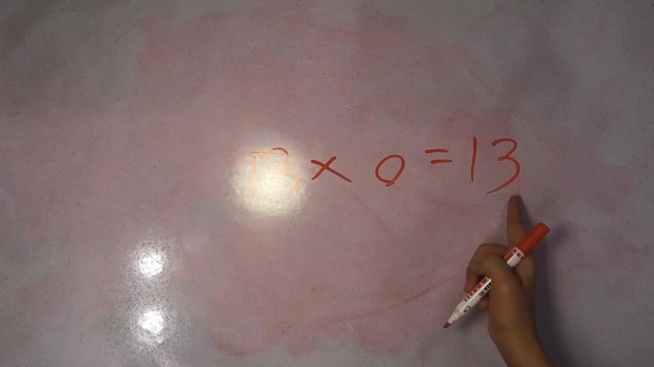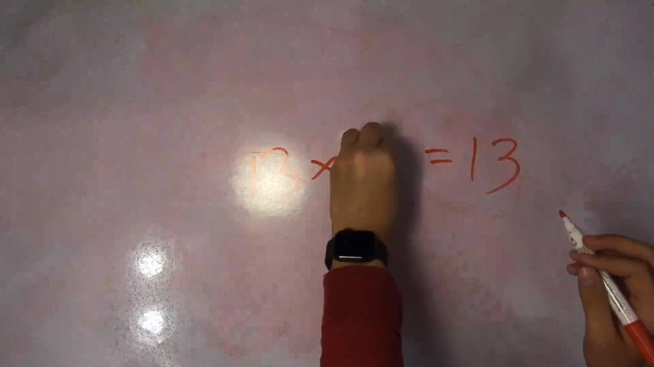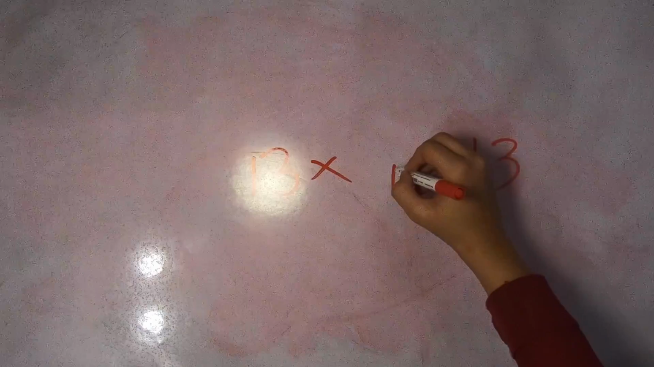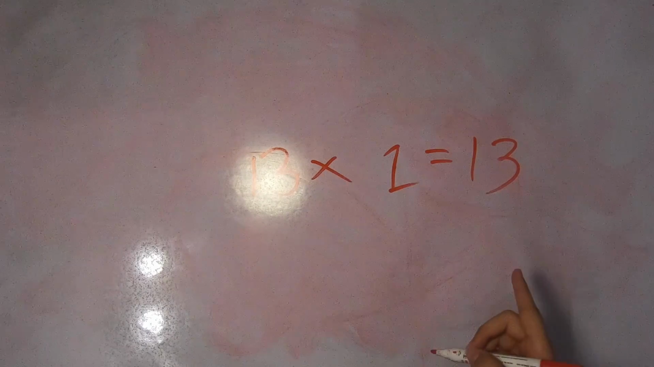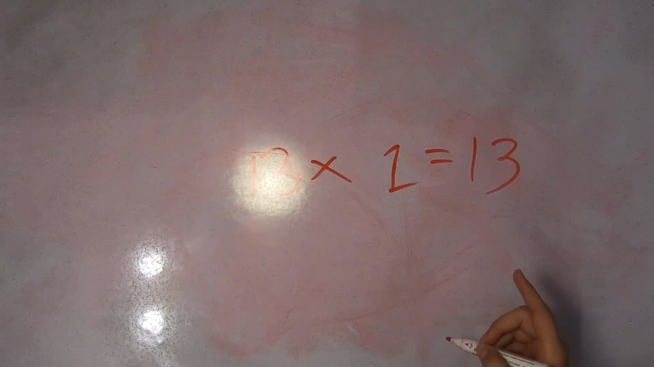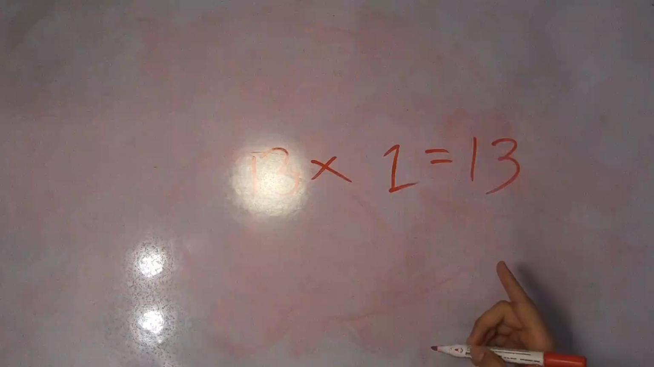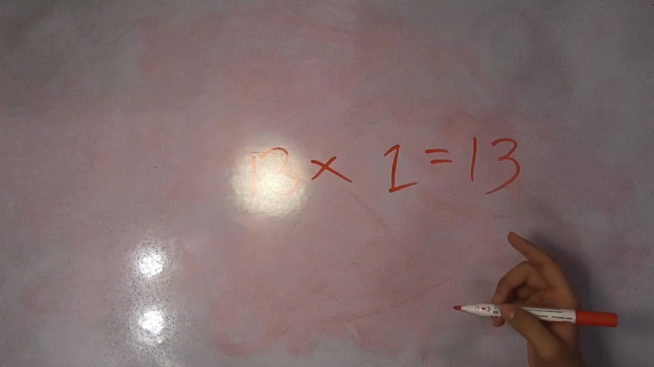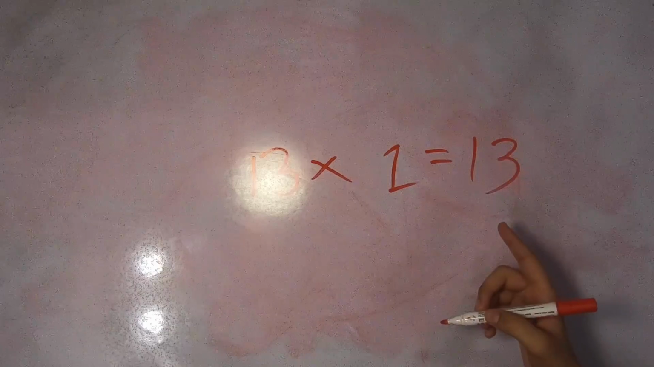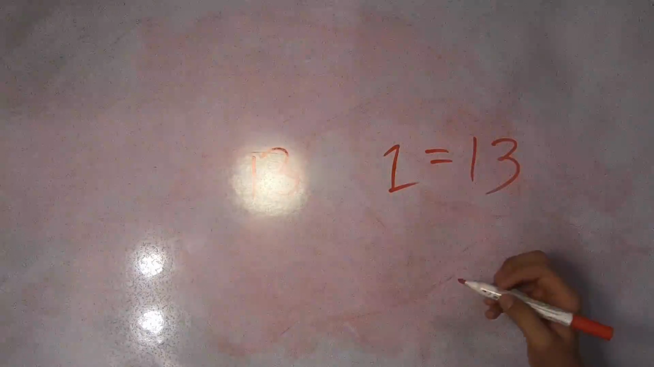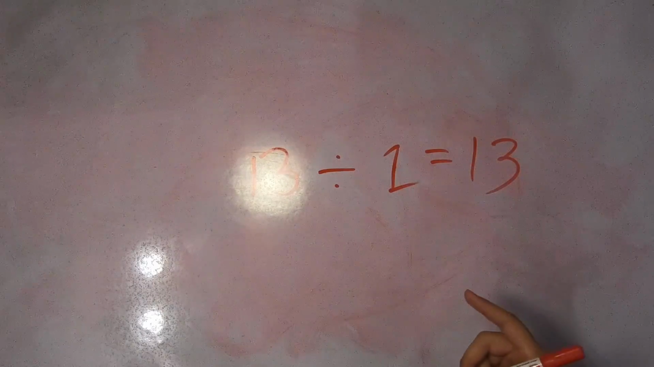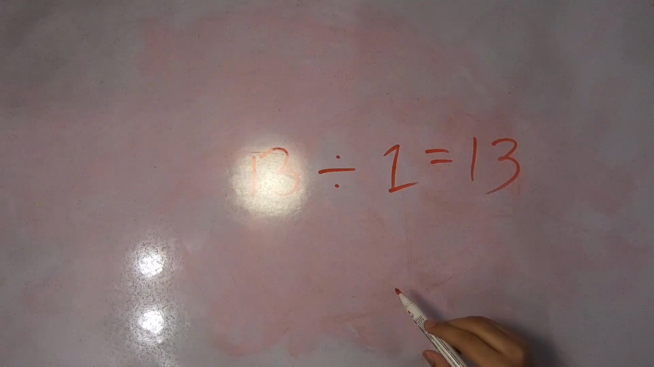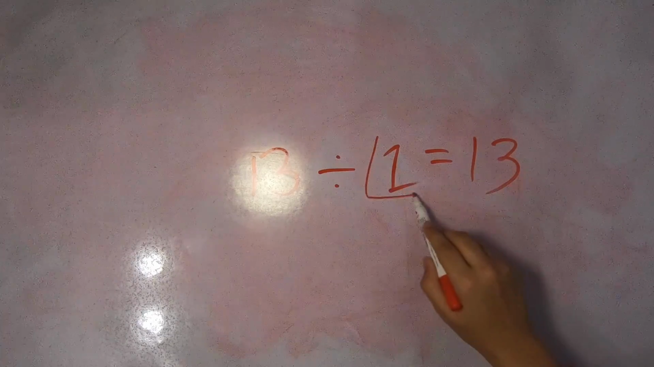So in the case of multiplication, it will be simply 1, because 13 times 1 is equal to 13. As simple as that. The same goes with the sign of division, because 13 divided by 1 is equal to 13. Or you can say x times or divided by 1 is equal to x.